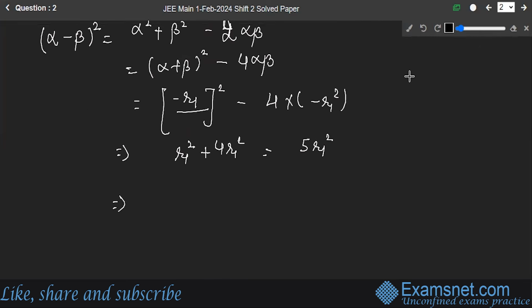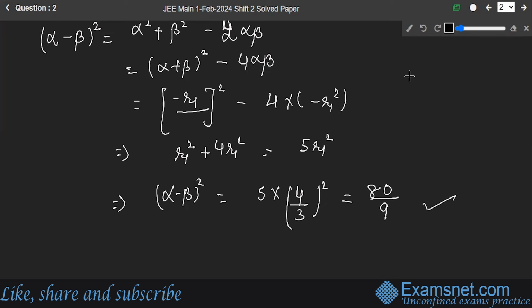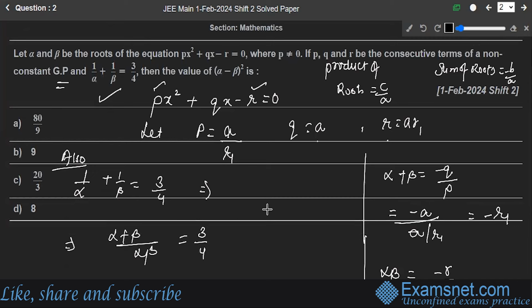This makes (alpha minus beta) square. This was equal to 4 upon 3 square, and it is 80 upon 9. This is the answer to the question, 80 upon 9. You have the first option as the correct answer. Hope you're clear. Let's move to the next question.